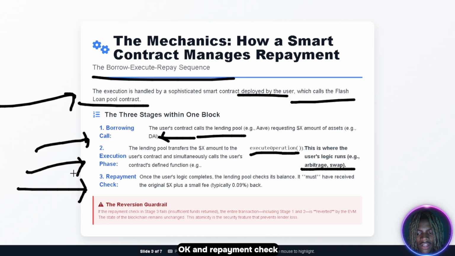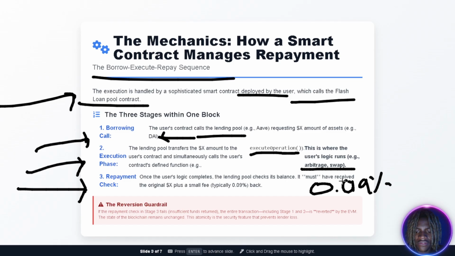And the repayment check. Once the user's logic completes, the lending pool checks its balance, and it must have received the original dollar amount plus a small fee, typically around 0.09% back.